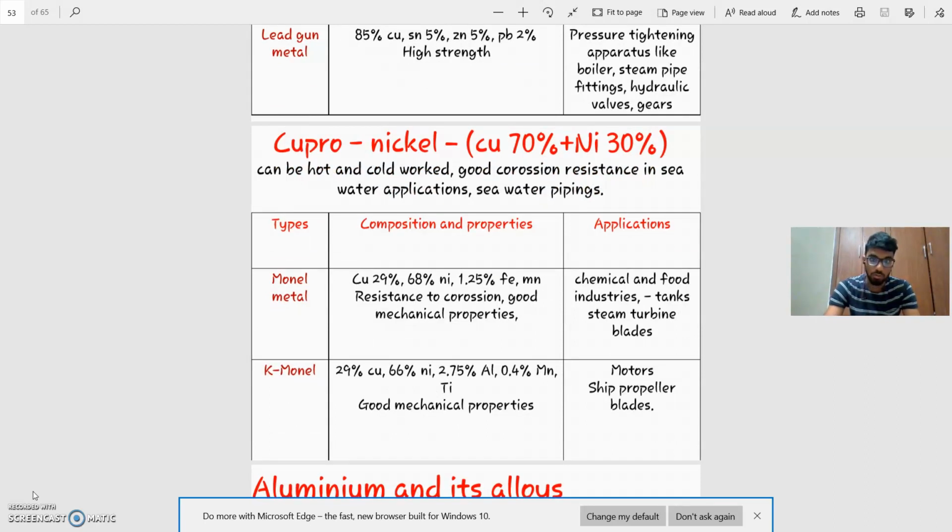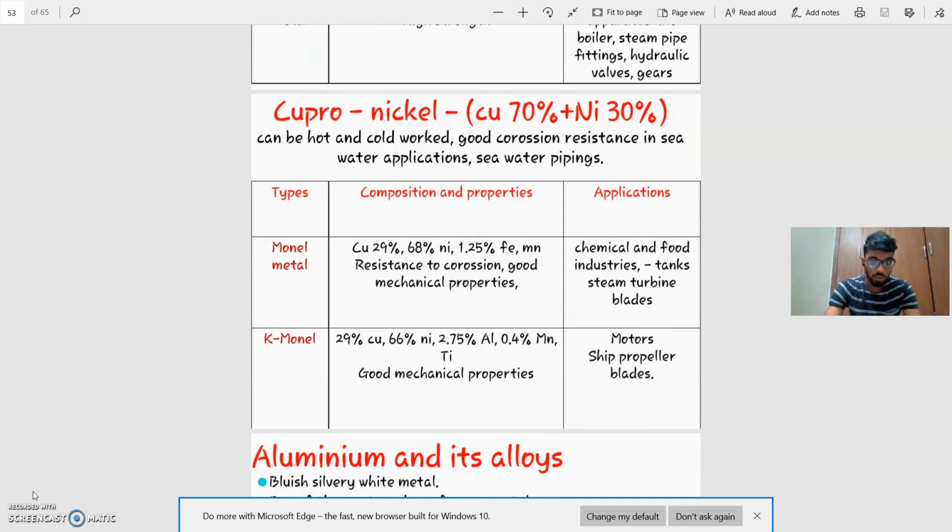Cupronickel. They consist of 70% copper, 30% nickel. It can be hot or cold worked. Good corrosion resistance in seawater, used in seawater applications. Monel metal. Copper 29%, Ni 68%, and 1.25% Fe, Mn; resistance to corrosion, good mechanical properties. Applications are chemical and food industries, tanks, steam turbine blades.